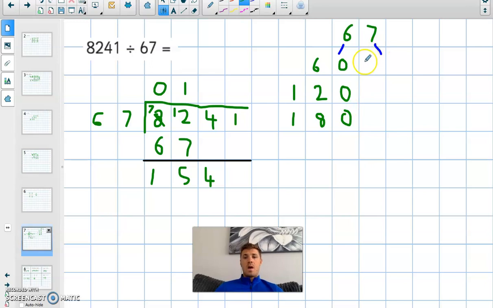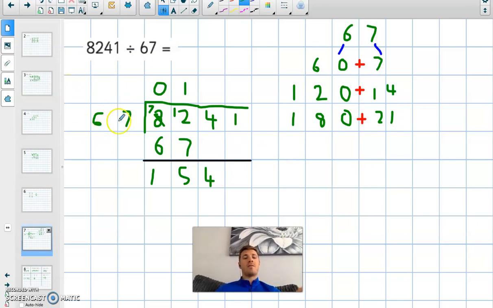Okay, and then I need to add the 1s to my 10s column, because that will then give me the next multiple of 67. So 7, 14, 21. And the reason why I've stopped there is because I'm looking to see how many 67s are in 154. And I know that 180 is obviously larger than 154, so I'm going to stop there so I can continue to work out my answer.